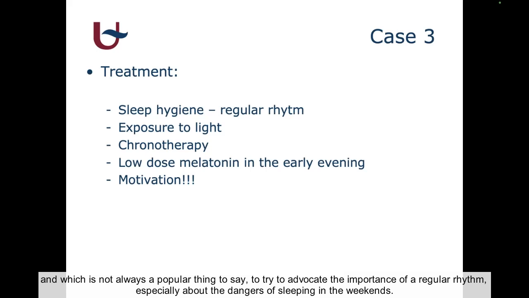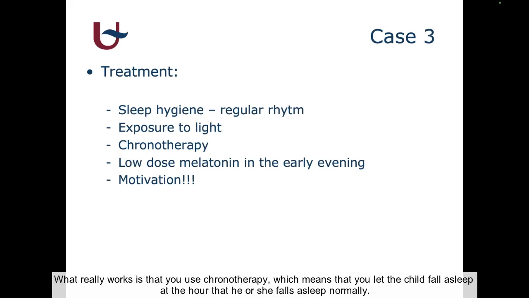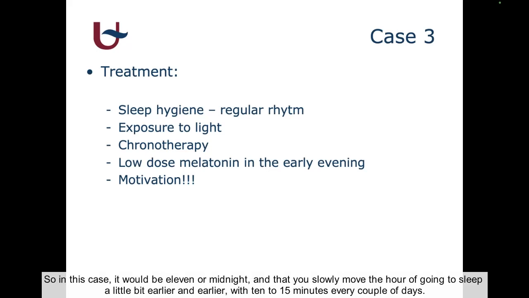the weekends. What really works is that you use chronotherapy, which means that you let the child fall asleep at the hour that he or she falls asleep normally. So in this case, it would be 11 or midnight, and that you slowly move the hour of going to sleep a little bit earlier and earlier, with 10 to 15 minutes every couple of days.